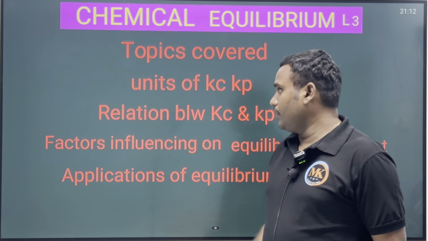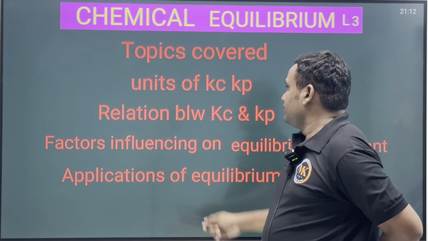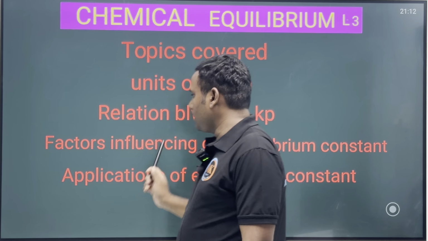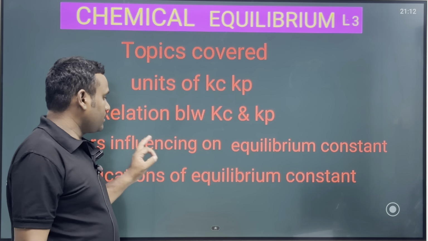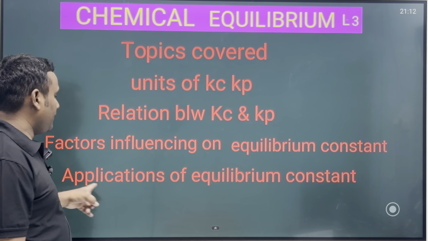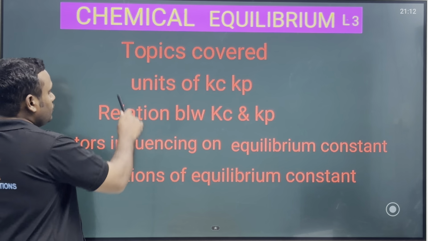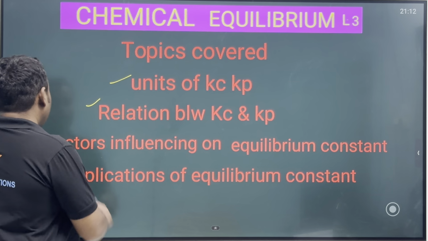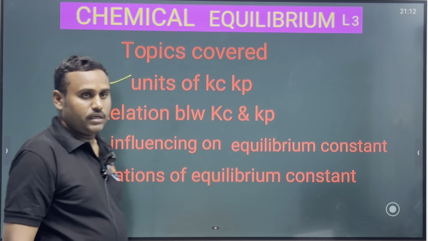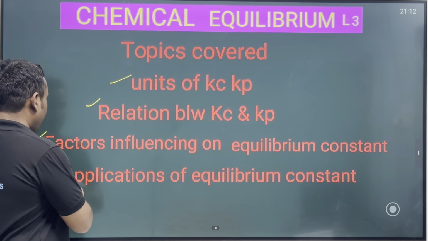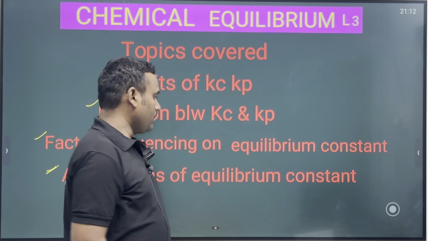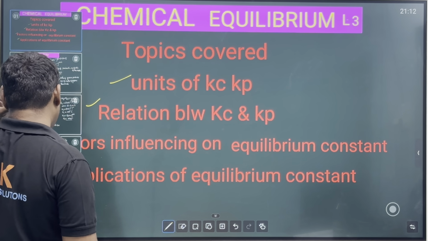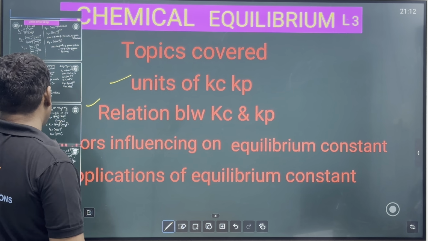In this video, I am going to explain chemical equilibrium. This is lecture number 4. Topics covered here: factors influencing the equilibrium constant and applications of the equilibrium constant. These two I have already explained in the previous video. Now in this video I am going to explain the factors influencing the equilibrium constant and also the applications of the equilibrium constant. Okay. So let us first see which factors influence the equilibrium constant?